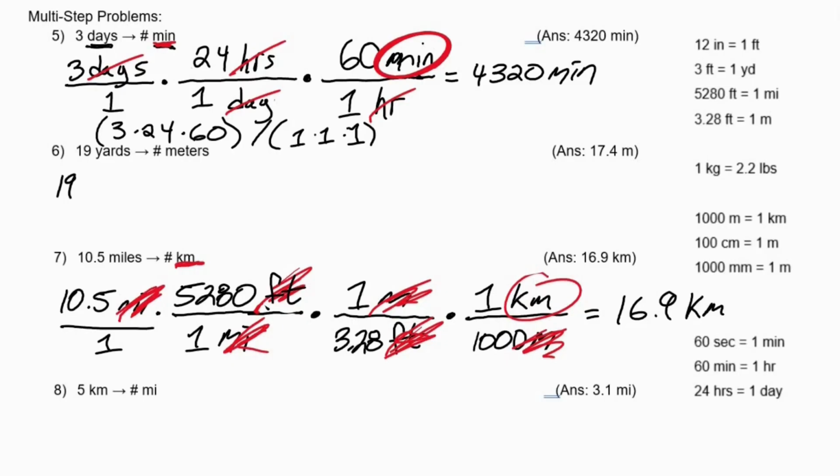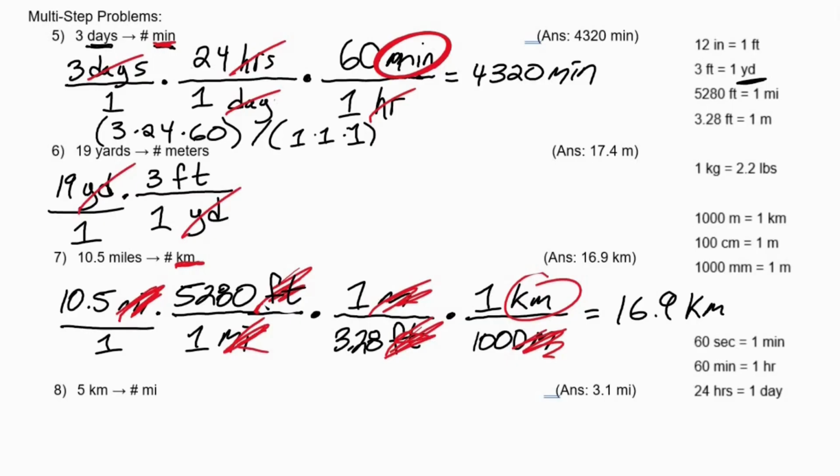Okay, so for problem number 6, we have 19 yards, and we're going to get to number of meters. Once again, right off the bat, I know that the yards will be the first thing that we cancel out. Looking over here, we do see that we have yards over here, and that's the only spot where we have yards. So let's just go from there. We have 1 yard is equal to 3 feet.